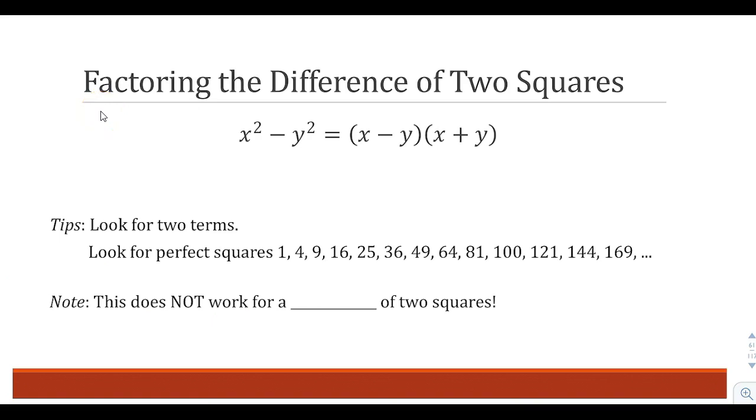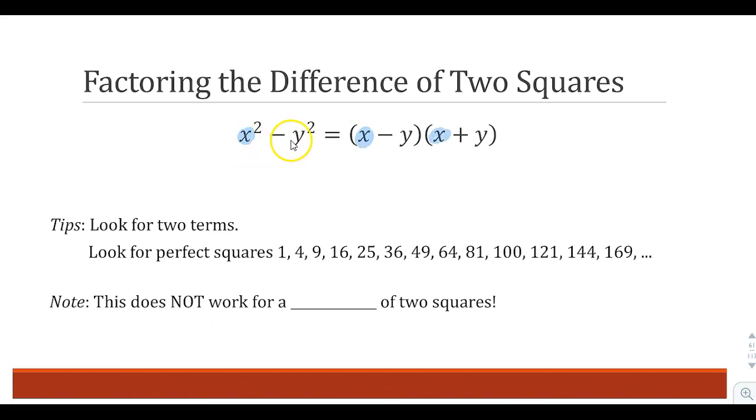This next formula is huge. You're going to see factoring the difference of two squares everywhere. So the difference of two squares means exactly what it says. A difference is subtraction. So here I have subtraction of two perfect squares. I have x squared and y squared. And what this is going to factor to is this first term that's being squared, x, is going to be the first part of each binomial. So I have my x and my x.